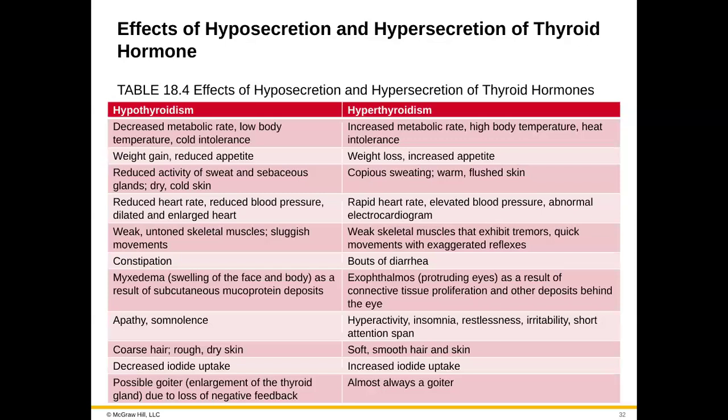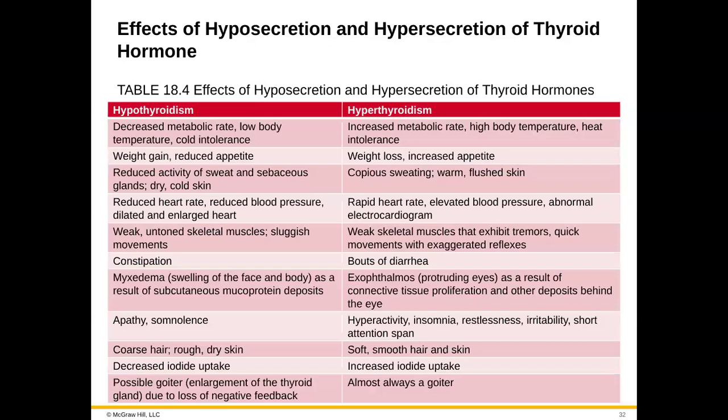So, someone who has hypothyroidism or too low of thyroid hormone, they're going to have a decreased metabolic rate, low body temperature, and they're going to have a cold intolerance. You'll typically see weight gain, reduced appetite in these individuals, reduced activity of sweat and sebaceous glands, typically dry hair, dry skin. Typically, we'll always say that their skin is cold. They have a reduced heart rate. Blood pressure is usually on the lower end. Heart will typically be enlarged, just not generating enough pressure with each contraction.